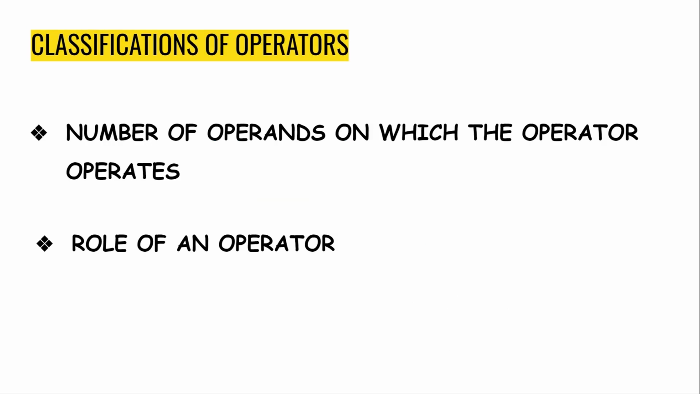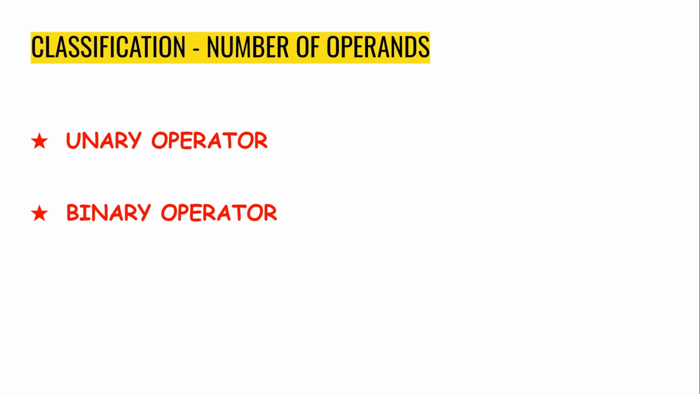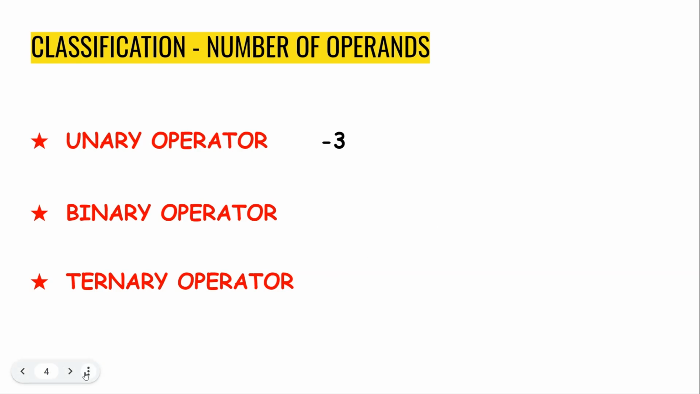Operators can be classified based on the number of operands on which the operator operates and based on the role of an operator. Based on the number of operands, the operators are classified as unary operator, binary operator, and ternary operator. A unary operator operates on only one operand. For example, minus 3. Here minus is a unary minus operator. It gives a negative sign for the number.